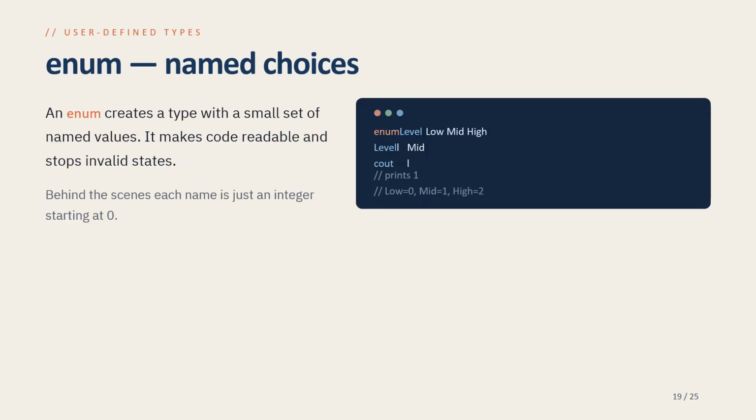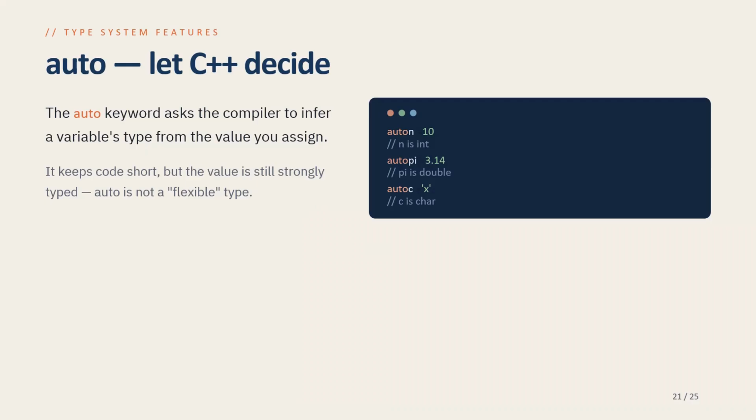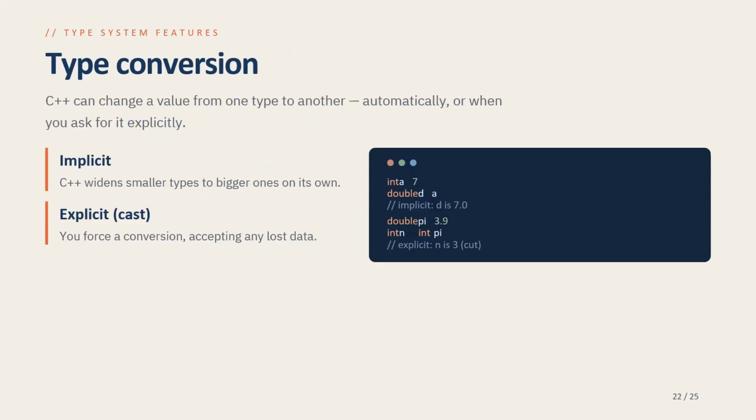Next comes enumeration. The keyword is enum. This defines a variable that can take only a fixed set of named values. Instead of remembering numerical values, we use meaningful names like low, medium, high. Next, the auto keyword here. The auto keyword allows the compiler to automatically determine the data type based on the assigned values. For example, assigning 10 creates an integer, while assigning 3.14 creates a double.